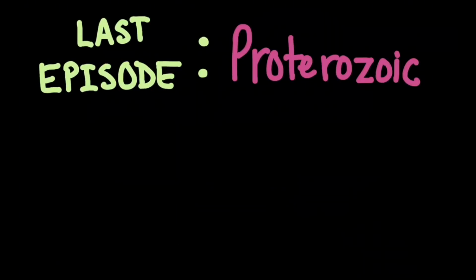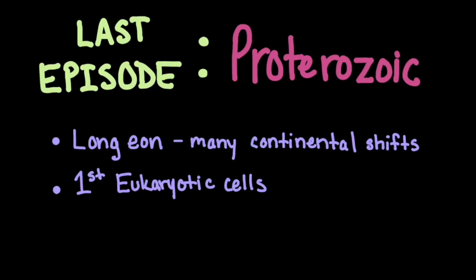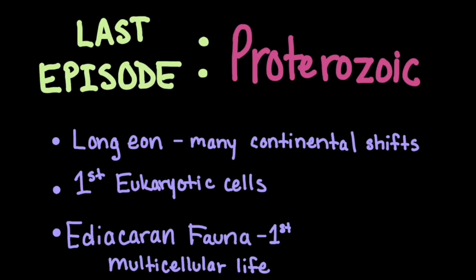Before we begin, let's talk about last episode. Last episode we discussed Earth's third eon, the Proterozoic. The Proterozoic was a long eon and there were many continental shifts. During this eon, we have the first eukaryotic cells. At the end of the eon, there was the Ediacaran fauna, which is the first indication of multicellular life.